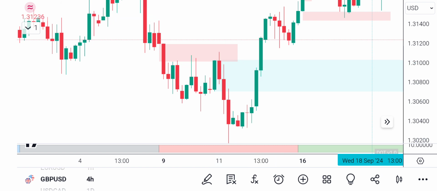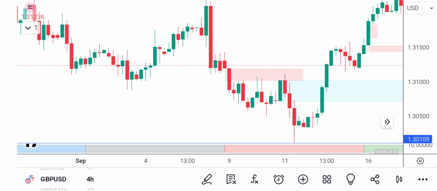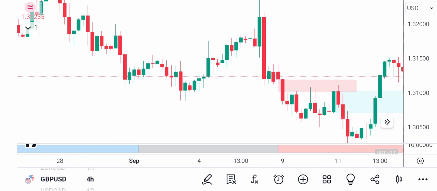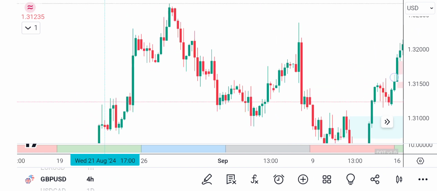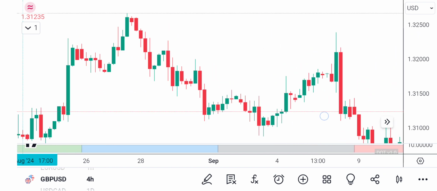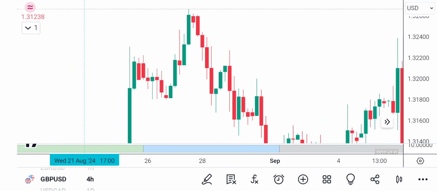Okay, because the market has to be efficient. Anywhere there is inefficiency, IPTA will always reprice to those areas to make sure that price is efficiently delivered. Sometimes those gaps will not be completely filled. That's why we also have breakaway gaps. We have measuring gaps and all the like.